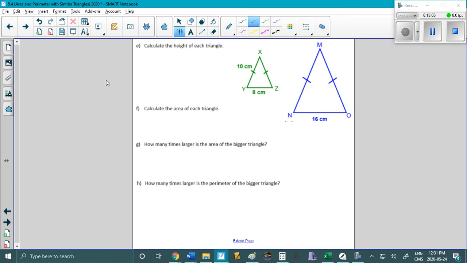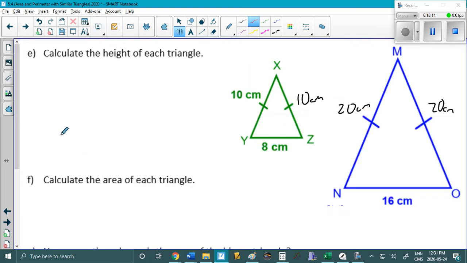Calculate the height of each triangle. So remember, this is 20. This is 10. This is 20. Now the height. So this is probably the hardest part about today, but it's actually from way back when. We did this a lot at the beginning of the year, I believe. To do this, we need a right triangle. So let me draw it over here.